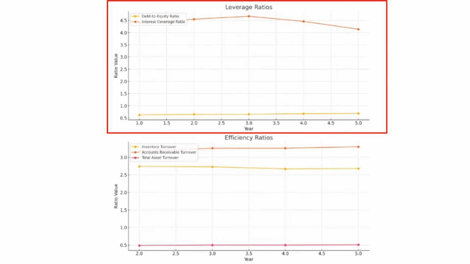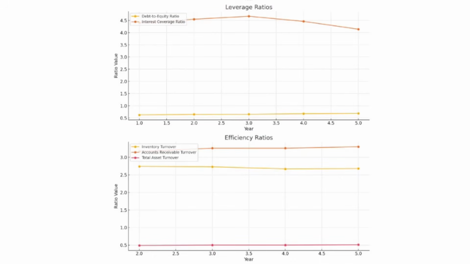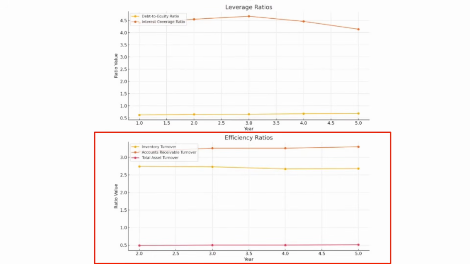Leverage ratios, the debt to equity and interest coverage ratio, were plotted to reflect the company's financial leverage and its ability to pay off interest expenses, respectively, with both showing slight increases, suggesting a rise in leverage and interest sustainability. For efficiency ratios, we have visualizations for inventory turnover, accounts receivable turnover, and total asset turnover, highlighting how effectively the company manages its assets to generate sales.